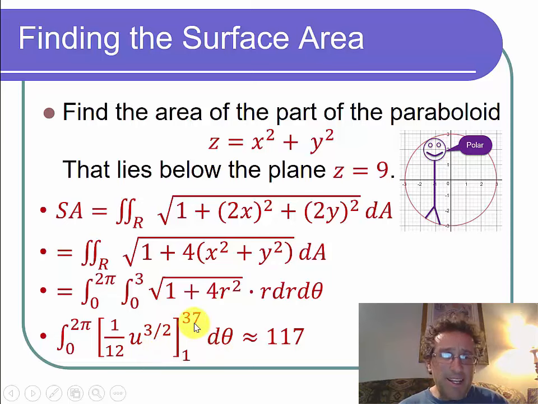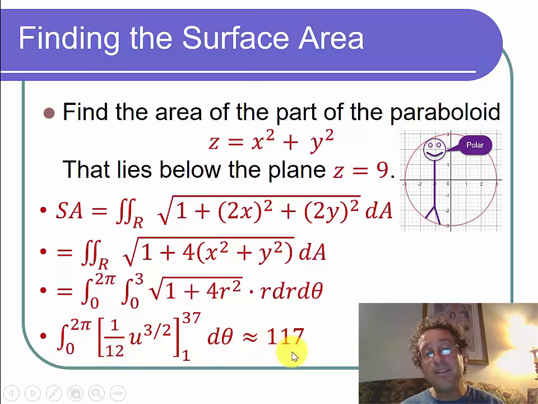And I could plug this in. If I plug in 37 and I plug in 1, I just get constants. And the integral of a constant from 0 to 2 pi is just 2 pi times that constant. And I put that in my calculators. It's just some hairy arithmetic. And I got around 117 for this integral.